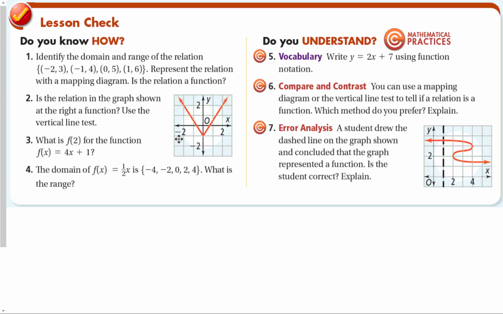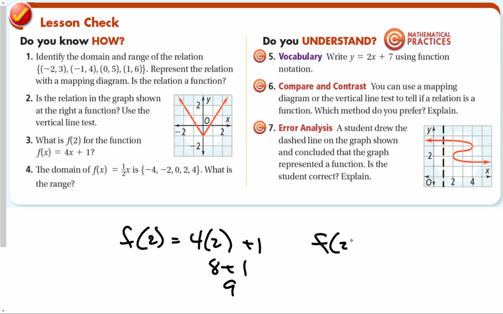What is f of 2 for the function f of x is equal to 4x plus 1? Well, let's do this. F of 2 is going to be equal to 4 times 2 plus 1, which is 9. So f of 2 is equal to 9. If I want to write this as a coordinate pair, I would have 2 comma 9. Domain is -4, 2. What is the range? So you just plug all these back into this function right here, and we get -2, -1, 0, 1, and 2.